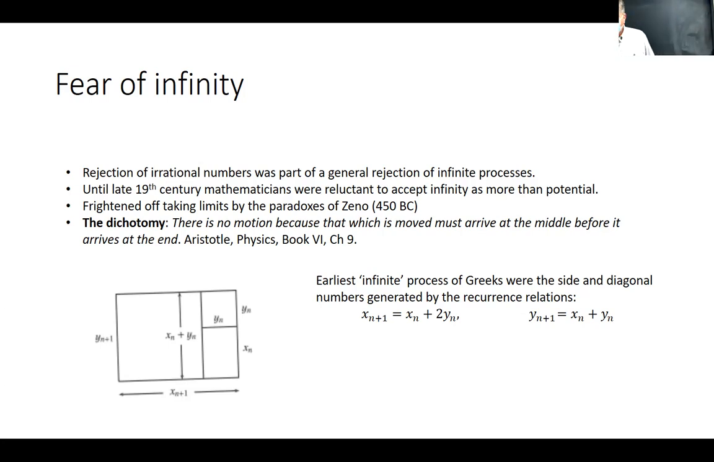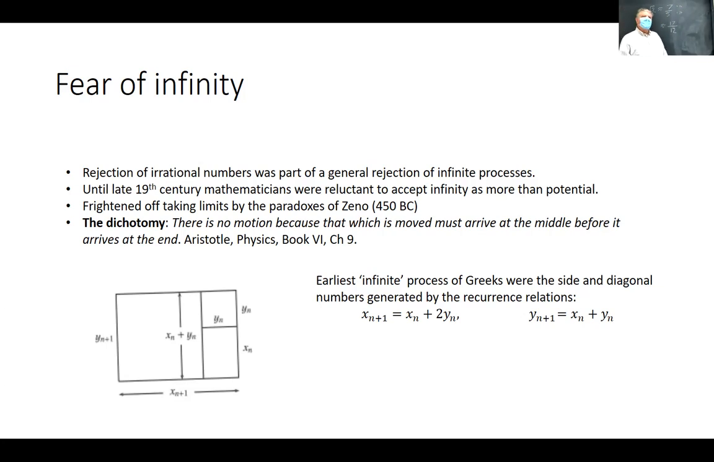For example, square root of 2 is approximately 1.4, which is 7 over 5. So this is my x, and this is my y. A better approximation would then be x1 equals 7 plus 10, which is 17, and y1 equals 5 plus 7, which is 12. And that gives you a better approximation for the square root of 2.